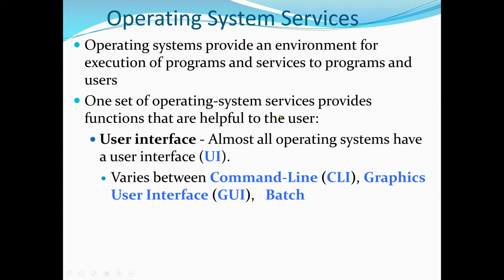One set of operating system services provides functions that are very helpful to the user, and that's what we call the user interface. The user interface makes it possible for users to interact with the computer hardware. We have different types of user interface. Examples are the command line, such as Unix or Linux, and the graphical user interface, which we call the GUI. A very famous example is Windows. Then we also have the batch system as a user interface.